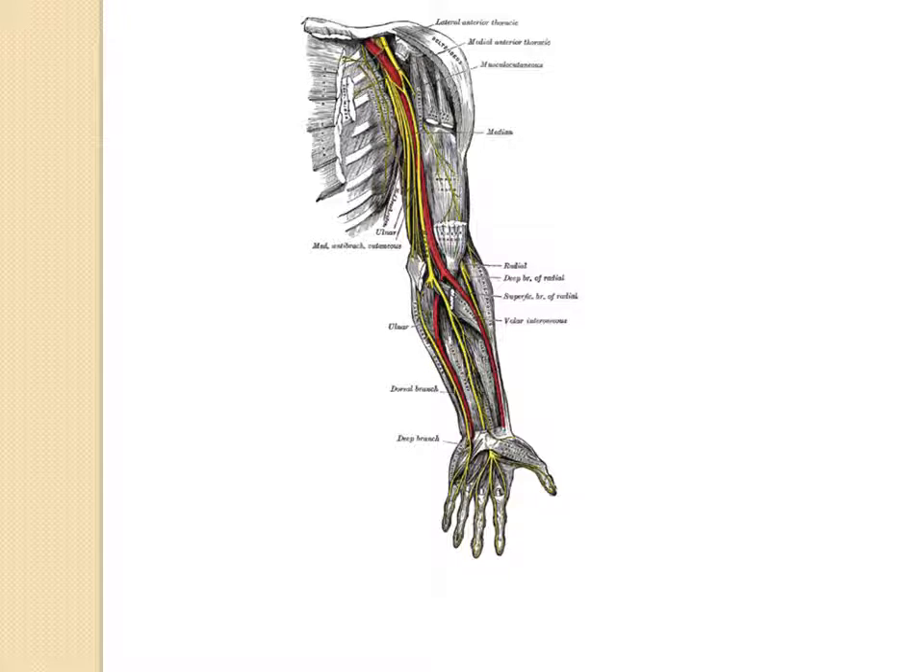And from there, it progresses down the medial aspect of the anterior forearm, and then enters into the hand as it passes through the Tunnel of Guyon, and then sends branches into the ulnar aspect of the ring finger, and then into the radial and ulnar aspects of the index finger.